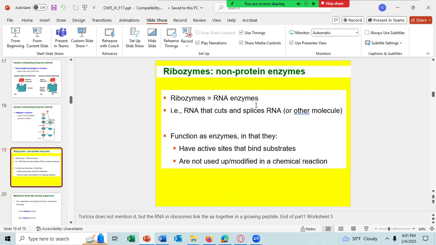Tutora doesn't give you any examples for an RNA enzyme. He does talk about them, but he doesn't give you any examples. So remember, some enzymes, not very many, are made up of RNA. Most enzymes are made up of protein.